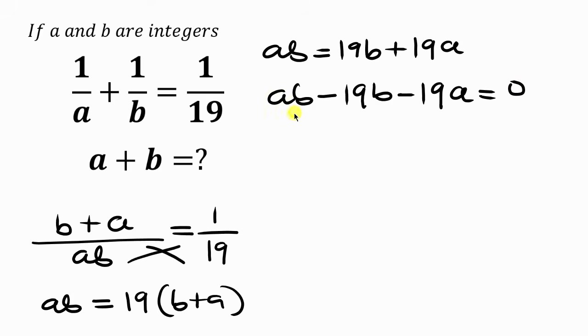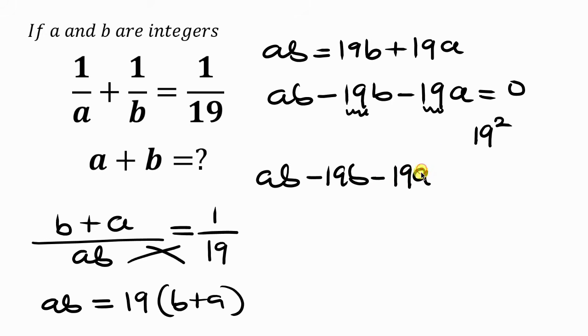Now, to factor an expression like this, we need a constant term. And how do we get that constant term? It will be 19 times 19, which gives 19 squared. So we're going to be adding 19 squared to both sides of the equation. So we have AB minus 19B minus 19A. Now add the constant term plus 19 squared to be equal to 0 plus 19 squared.